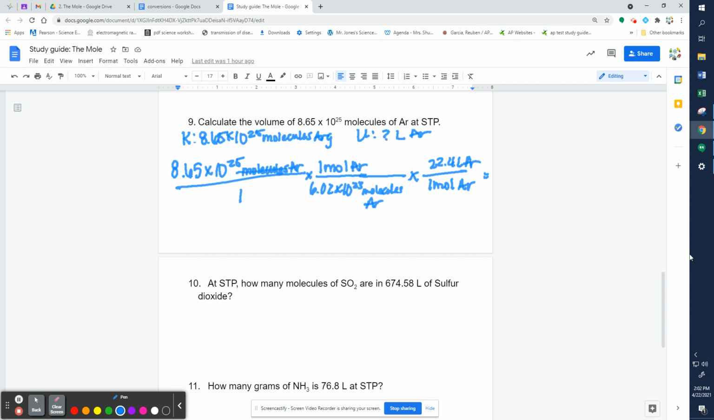My units are going to cancel, so I'm going to be left with liters of argon. And after I do all of that math, you should get 3,218.60 liters of argon.